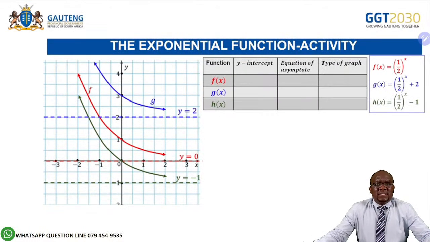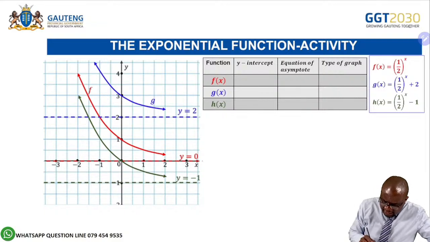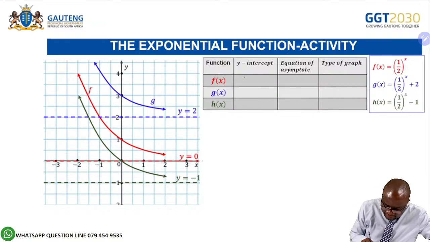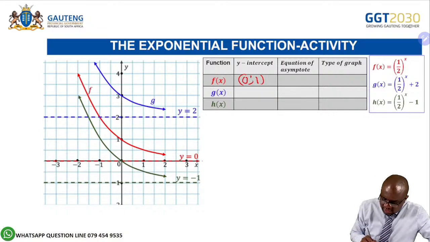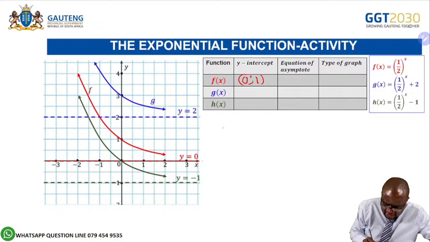Right, welcome back, learners. I really hope you managed to do something. Let's talk about the y-intercept for our parent graph, f of x. The y-intercept is (0, 1). And for g of x, we said in the previous part of our lesson that it's going to be (0, 1 plus q).